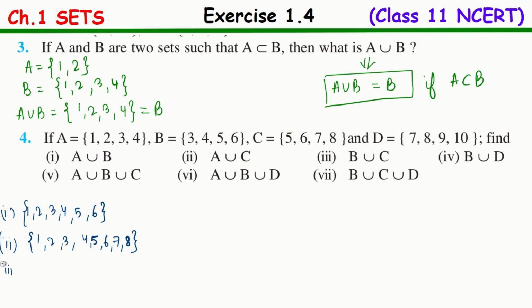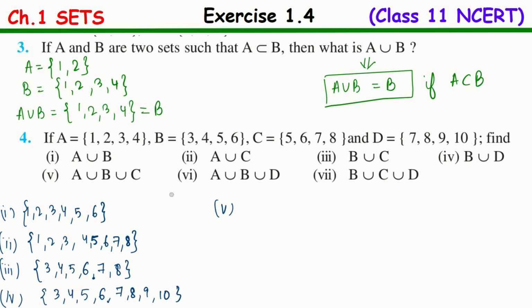Third part is B union C. All the elements of B, 3, 4, 5, 6 and C. C contains 5 which we have written, 6 written, then 7 and 8. Fourth part is B union D. All the elements of B, 3, 4, 5, 6 and then D, 7, 8, 9 and 10.